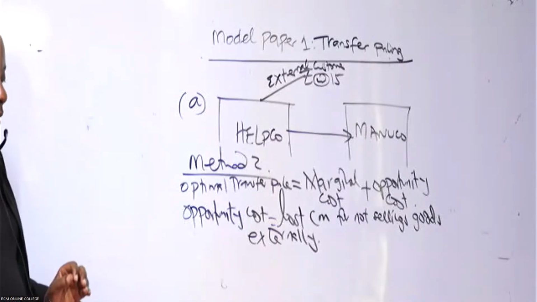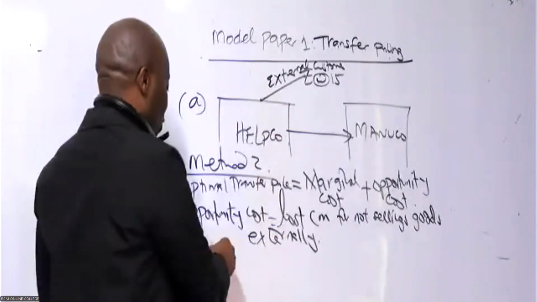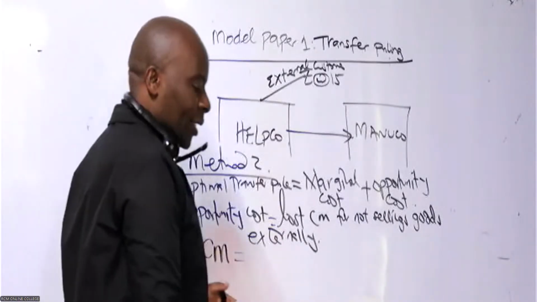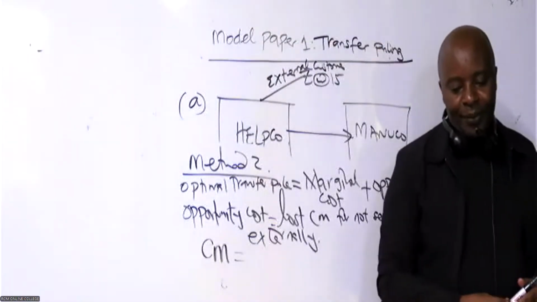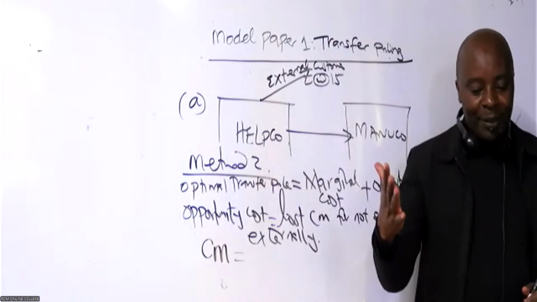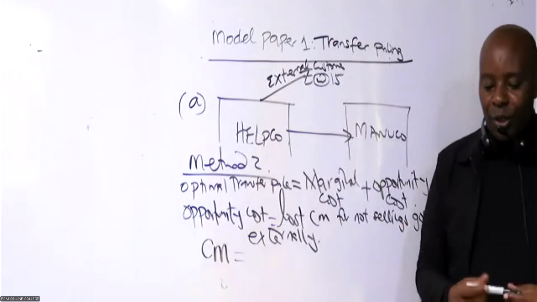Let me ask you a question, ladies and gentlemen. Is there somebody who is able to remember the formula for getting contribution margin? How do we get contribution margin? It is selling price minus variable cost, isn't it? You see the online guys, great, they are right.